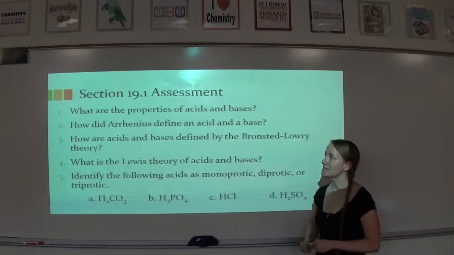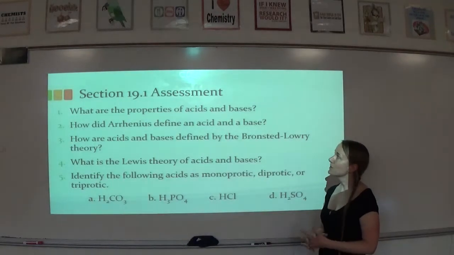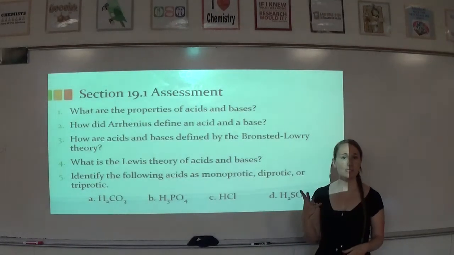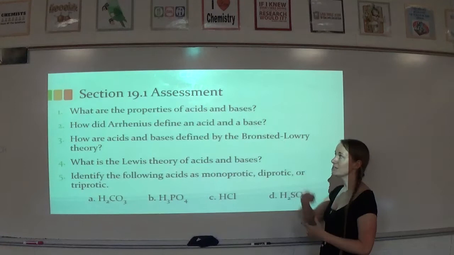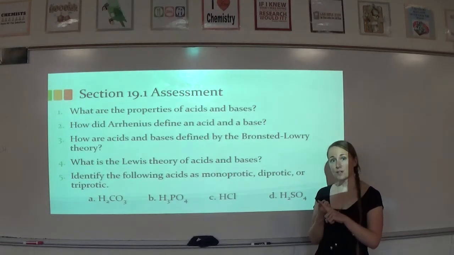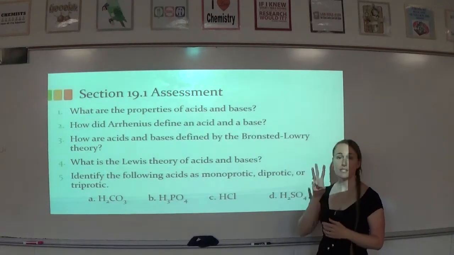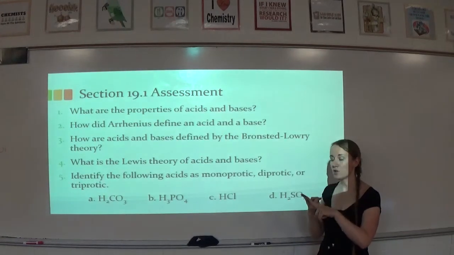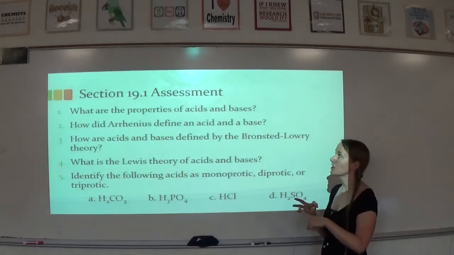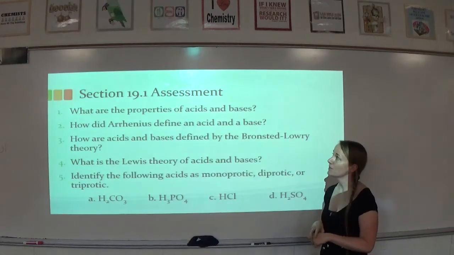So let's knock out this section assessment. What are the properties of acids and bases? For acids, we said four in the previous slides: sour, can be strong or weak electrolytes, change the color of indicators, and reacts with metals. And for bases, we said three: bitter, strong or weak electrolytes, and change the color of an acid-base indicator.